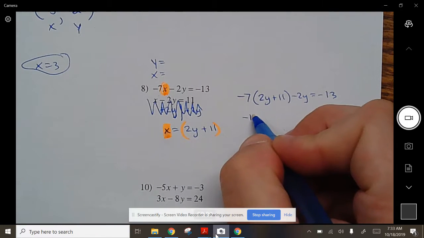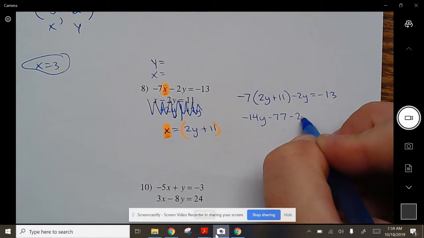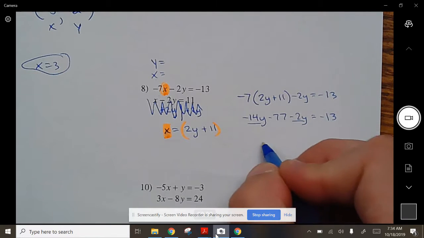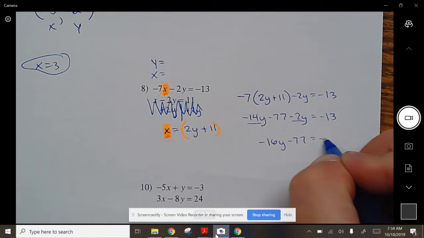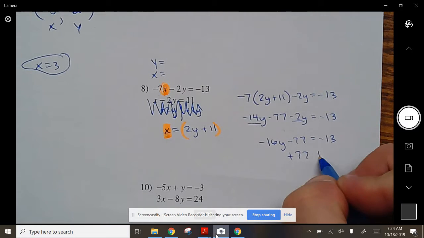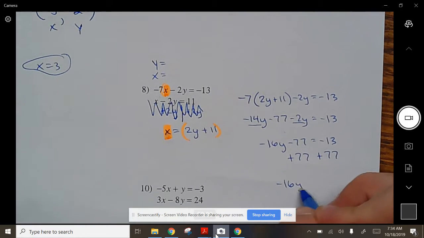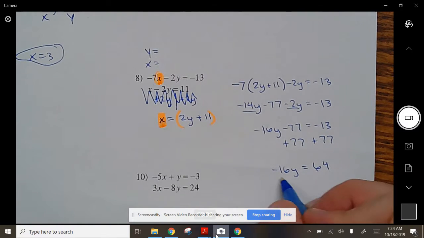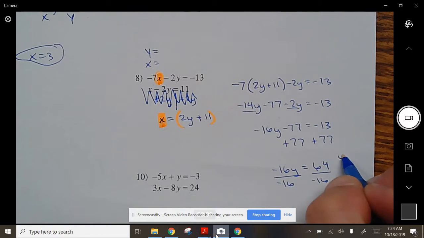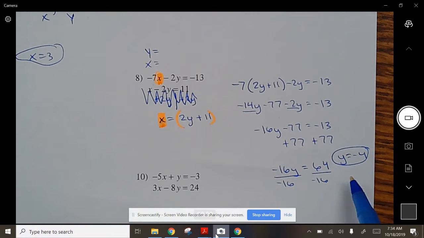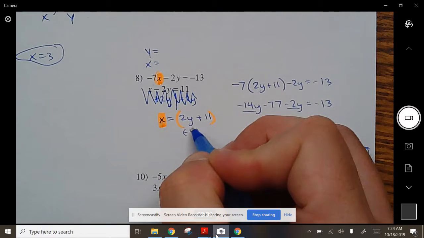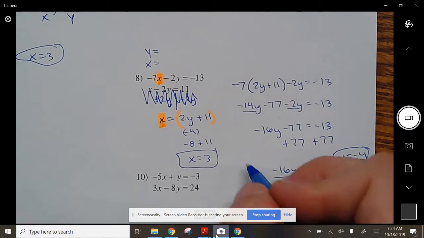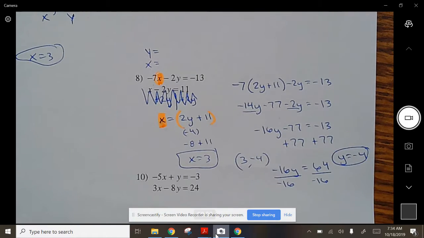And if you don't know what you're doing, you plug it in. Again, we're going to learn this on Monday, but you guys should probably have a good idea of what's going on. Combine like terms. Then I'm going to add 77. Negative 16y equals, if I subtract that, I think that's going to be 64. I know 16 goes into 64 4 times. Y equals negative 4. If y equals negative 4, I plug it in here. Negative 4 times 2 is negative 8. Negative 8 plus 11 is positive 3. So your answer would be 3, negative 4.